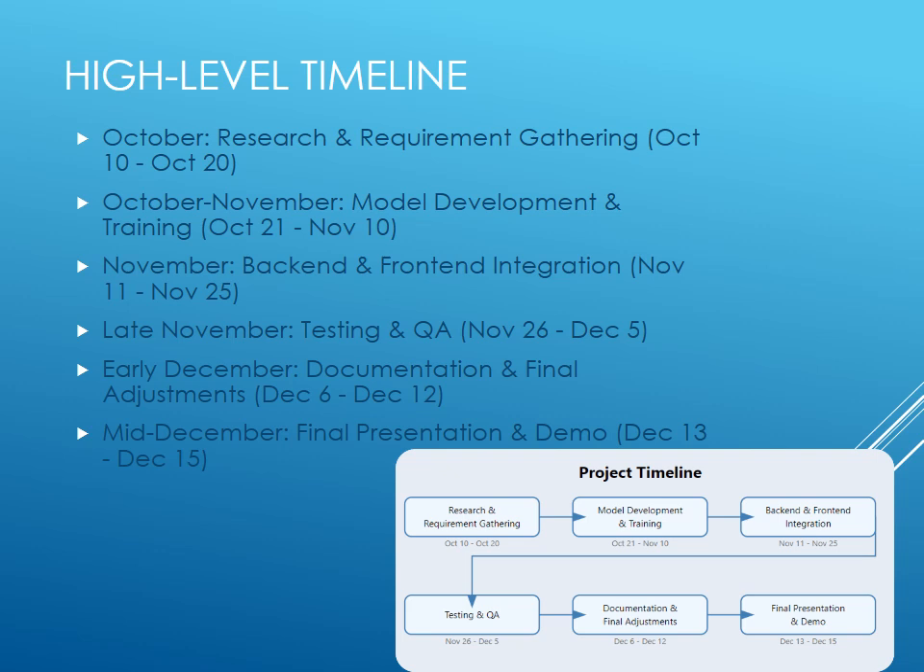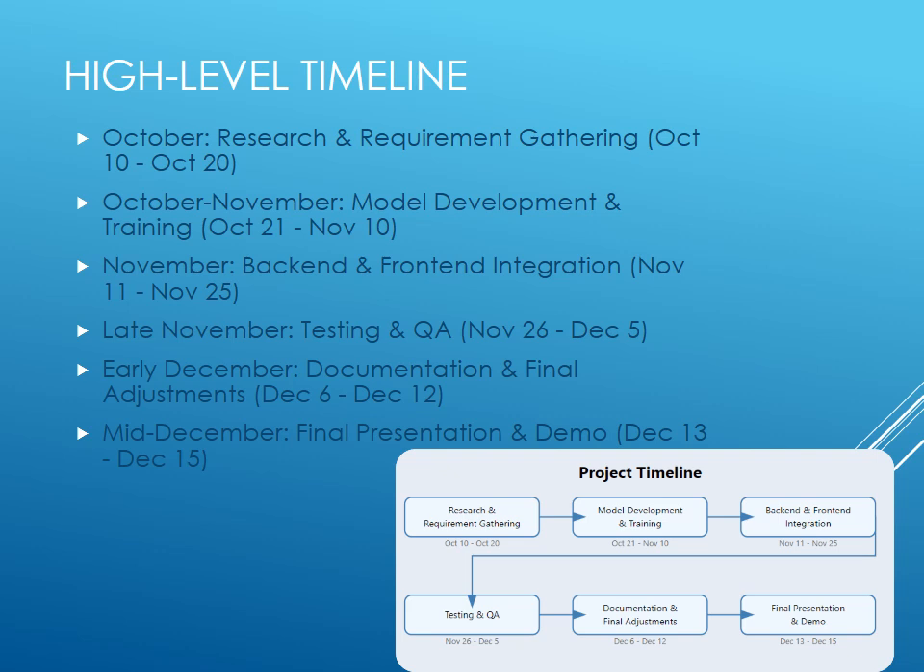Coming to the high-level timeline for our credit card fraud detection project, we set clear milestones to ensure smooth execution. In October, we will begin with research and requirement gathering from October 10th to October 20th. This will lay the foundation for the project. Moving to October and November, we will focus on model development and training from October 20th to November 10th, ensuring our machine learning algorithms are finely tuned.